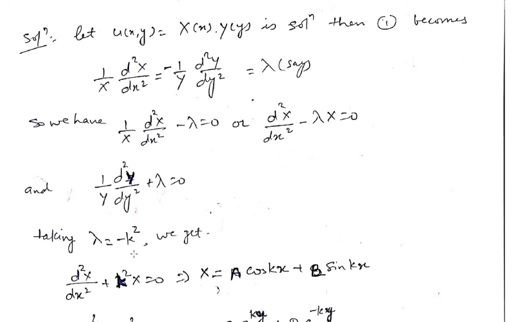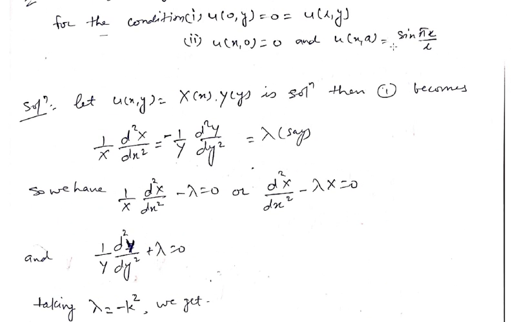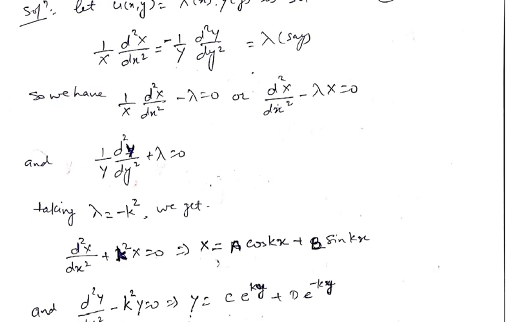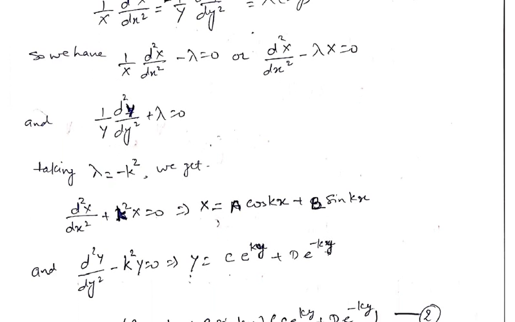Here we assume λ is negative, because if we take λ positive or 0, under these conditions u is always a trivial solution. That's why we go for λ = -k². Putting λ = -k² in d²X/dx² - λX = 0 and (1/Y) d²Y/dy² + λ = 0 and integrating, we get X = a cos kx + b sin kx. Similarly, when we integrate the other equation, we get Y = c e^(ky) + d e^(-ky). These both are ordinary differential equations with constant coefficients.